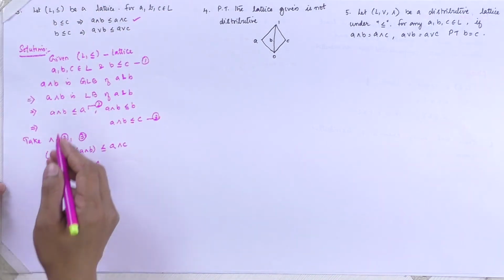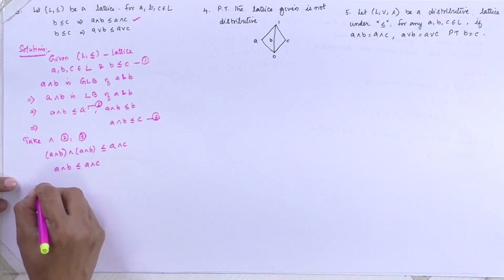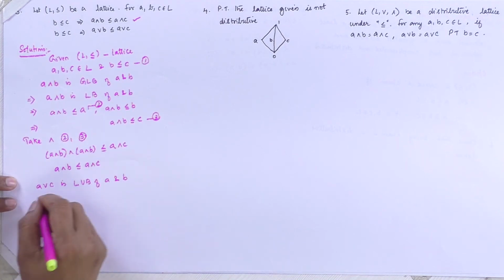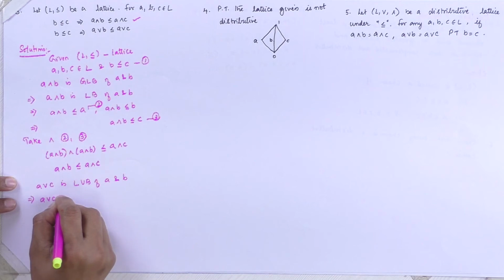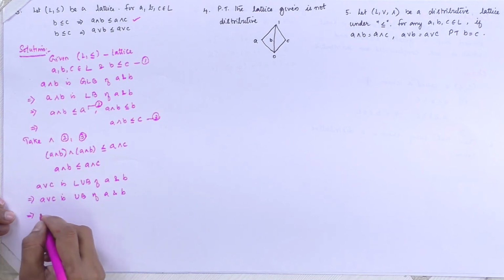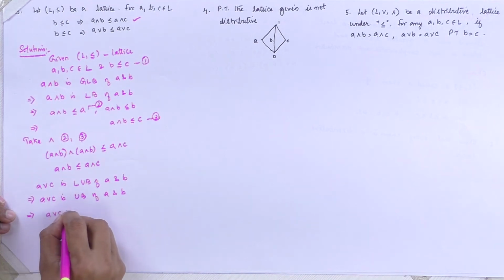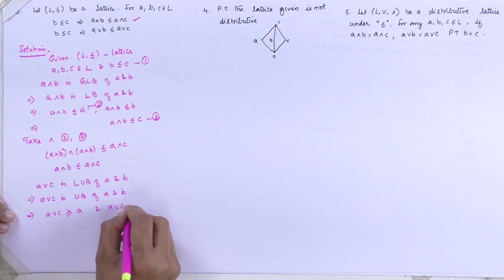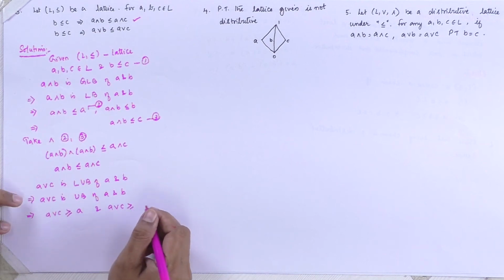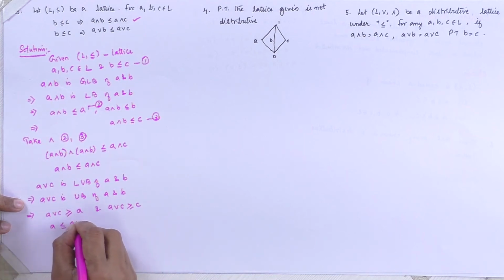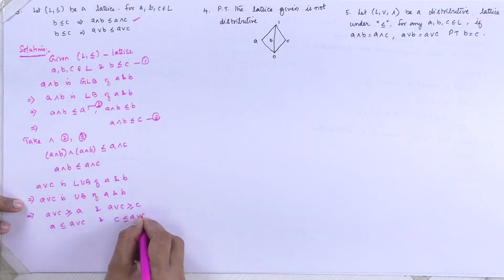I have got this. And next case, to prove this one, I will take, what is my A or C? A or C is least upper bound of A and C. That is, this will imply A or C is upper bound of A and C. So upper bound in the sense, A or C will be greater than or equal to A, as well as A or C will be greater than or equal to C. Or I can say that this is same as A less than or equal to A or C and C is less than or equal to A or C.